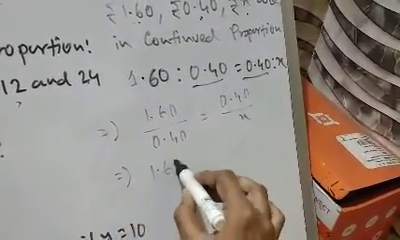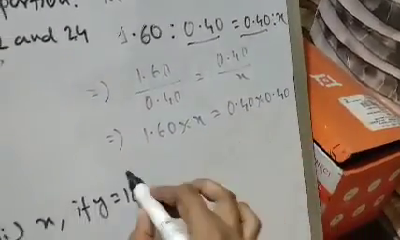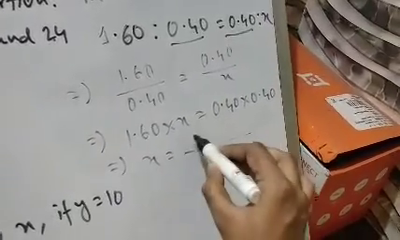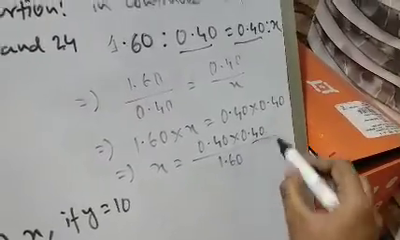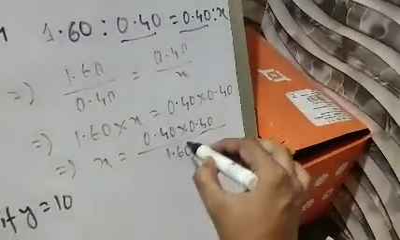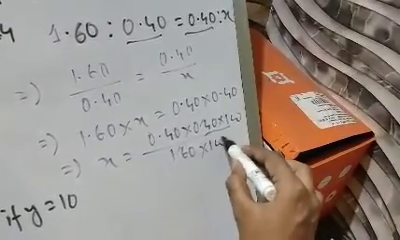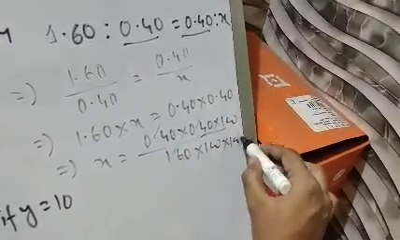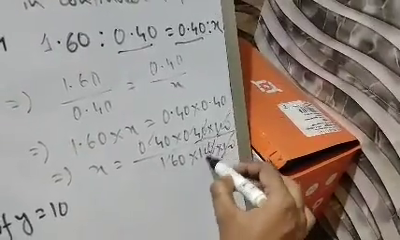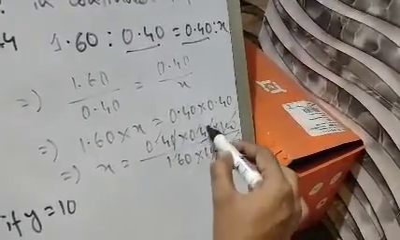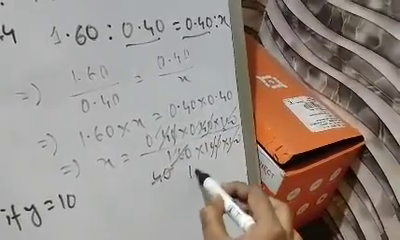Now cross multiply. 1.60 into x equals 0.40 into 0.40. Now find the value of x: 0.40 into 0.40 divided by 1.60. Now cancel the decimals. Multiplying the decimals by 100, these decimals will be reduced. So 100 will reduce, 10 will reduce, 10 will reduce. Therefore 4 4s are 16, 160, and 4, this is 10.